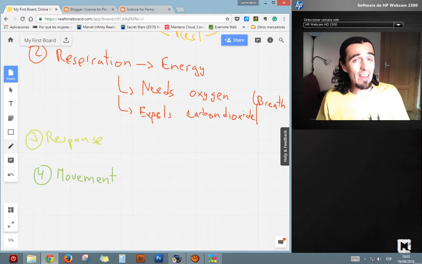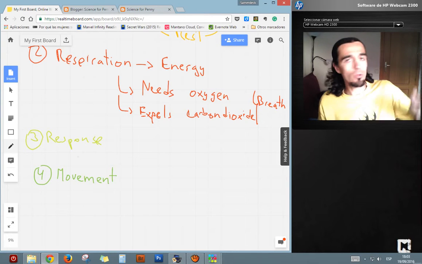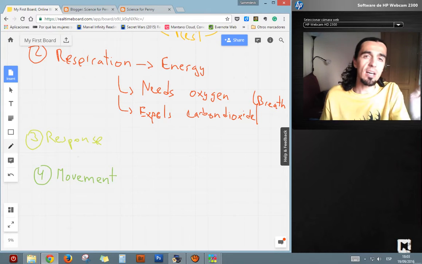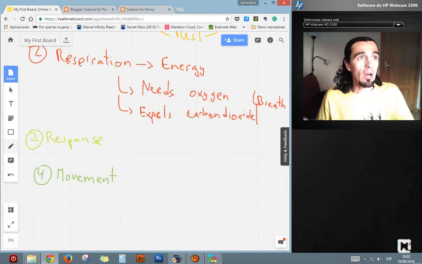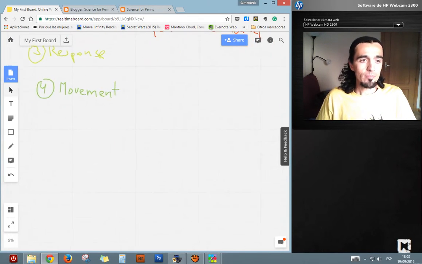Take into account that every living creature does all this. So that means that plants, which are obviously living creatures, also move. Maybe you don't see a plant walking around, but you can see how a plant bends to the sun, or how a flower blooms. That's also a kind of movement. So remember, every living creature moves.